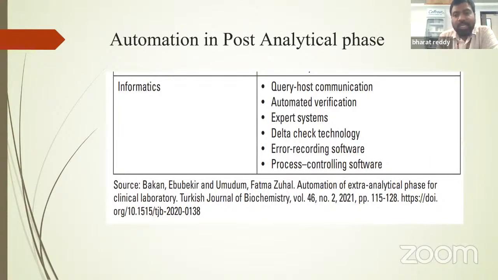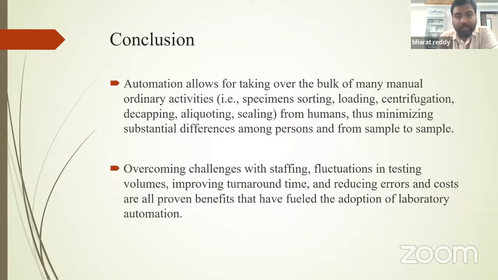And then automation in the post-analytical phase. These are informatics, that is query host communication, automated verification system, expert systems, and delta check technology. Nowadays most laboratories are using delta check technology, error recording software, and process controlling software. These are the software we can use to minimize post-analytical phase errors.